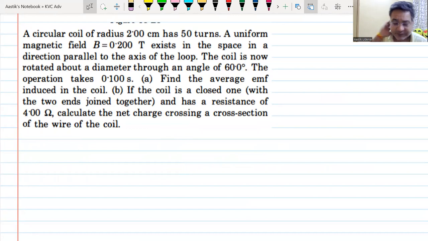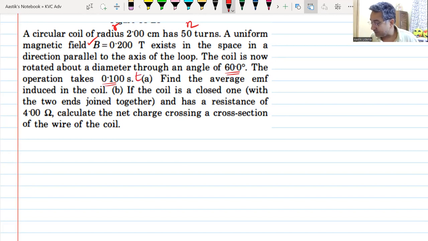A circular coil of radius, if you don't want to do the numerical part, you can take the radius as R, number of turns as N or capital N. Uniform magnetic field can be taken as B, is placed in a space in a direction parallel to the axis of the loop. The coil is now turned through a diameter through an angle of 60 degrees. You can take that as 60 degrees, or you can take it as theta. Instead of taking time as 0.1 seconds, you can take the time as T.